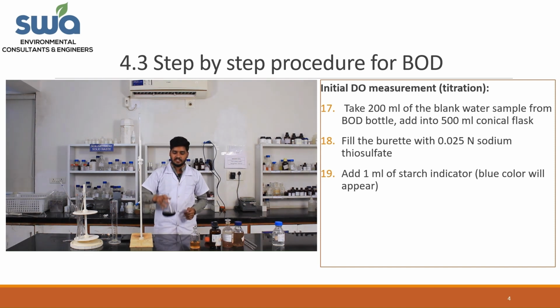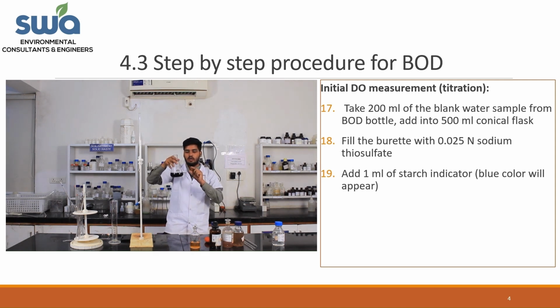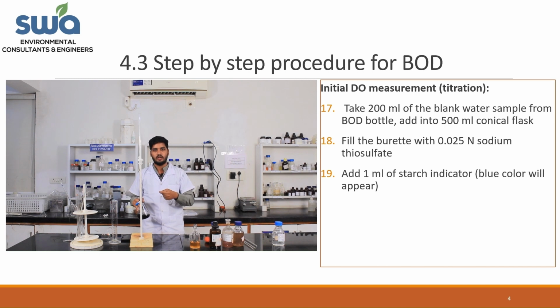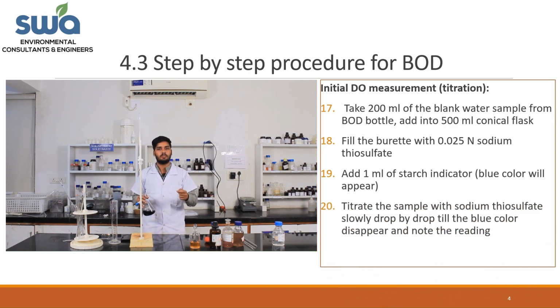After adding the starch indicator, you will see the blue color appearing, very dark blue. Sometimes it looks like black, but it's dark blue. Titrate by adding thiosulfate drop by drop until the color disappears. Whenever the color disappears, that is the end point of titration.